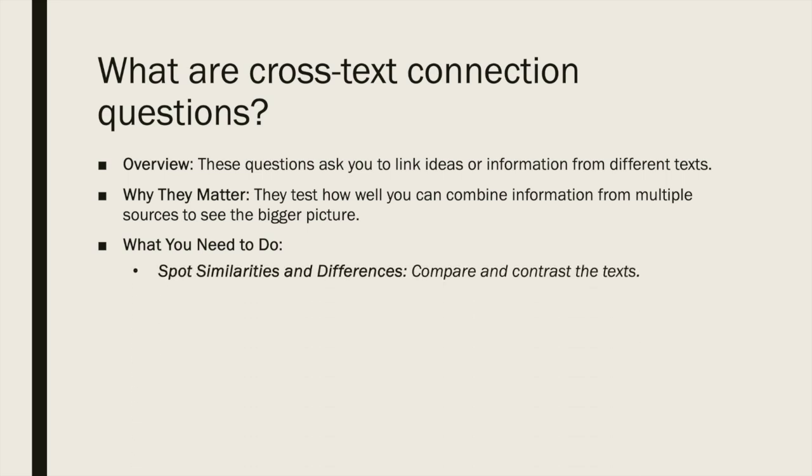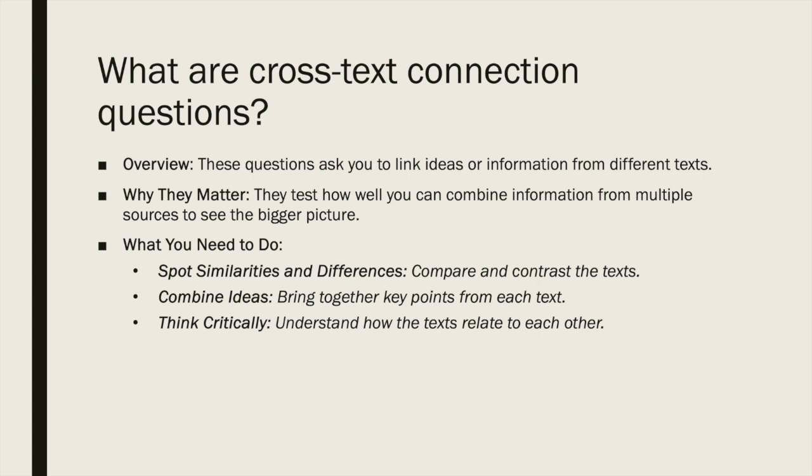The first is spotting similarities and differences. So just compare and contrast the points being made in the two texts and the things that are being spoken about. The second thing is to combine ideas and bring together the key points that are being made in both of the texts. And then the third is just thinking critically about understanding how they relate to each other, and this is again where the bigger picture is really important.